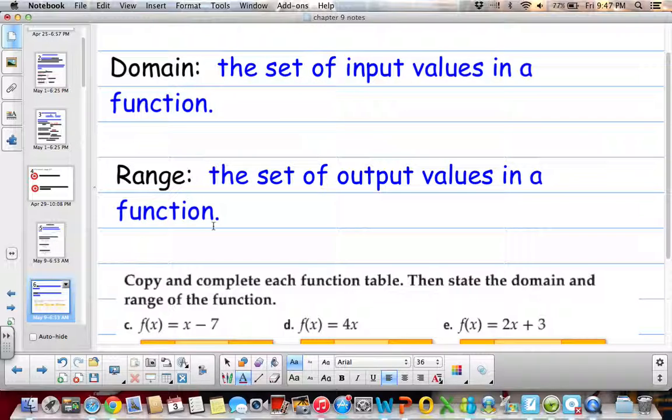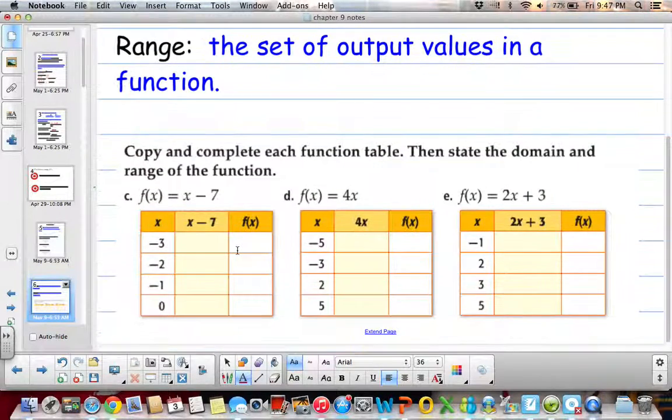Okay, so when we have functions, we also have domains and ranges. The domain is a set of input values, and the range is a set of output values. This range is different than the range when we are talking about mean, median, mode, and range. All the numbers that you put in are the domain set. All the numbers that come out of the function are the range.